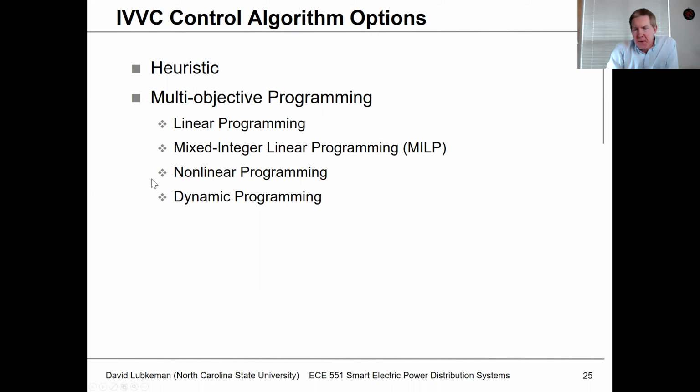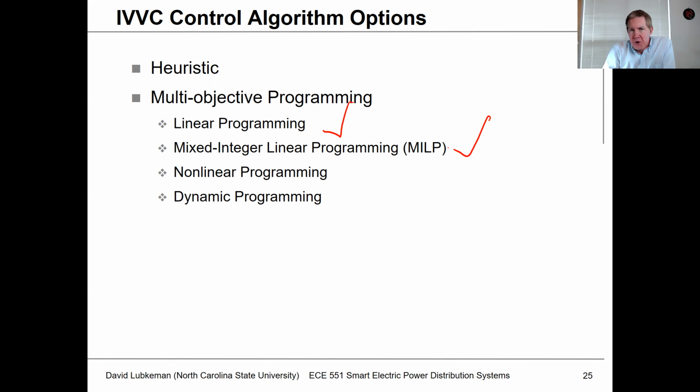There's linear programming. When you're doing linear programming, you need to get this into a linear set of equations to solve. Given that the power flow is nonlinear, it takes a little bit of effort to do linear programming. In this case, you have what's called mixed integer linear programming. This takes into account the fact that you're going to have some binary states, like capacitor switch states, 0 to 1.